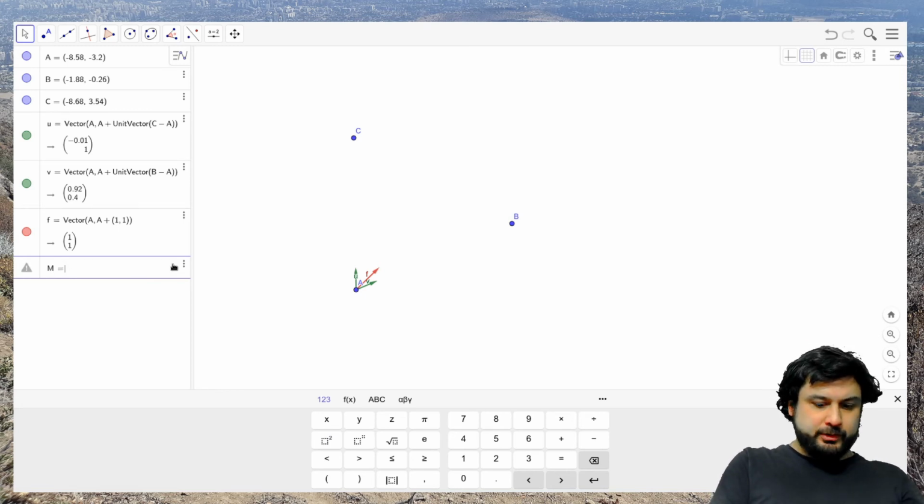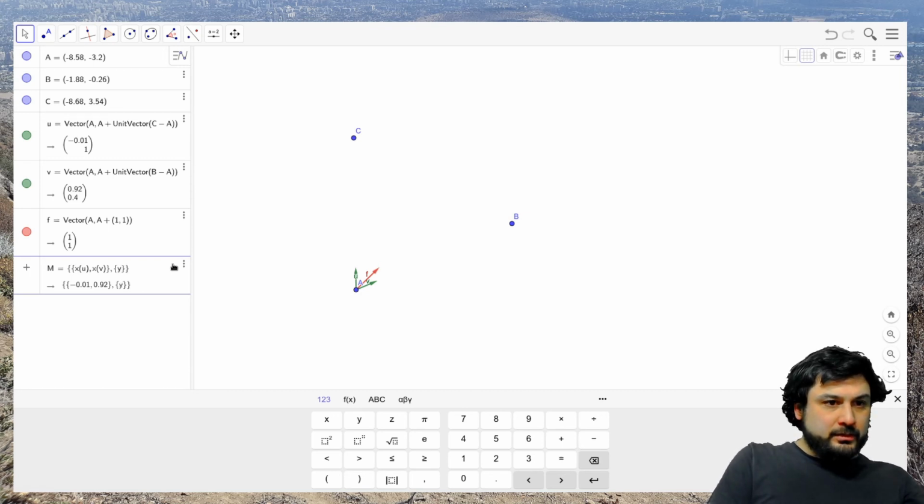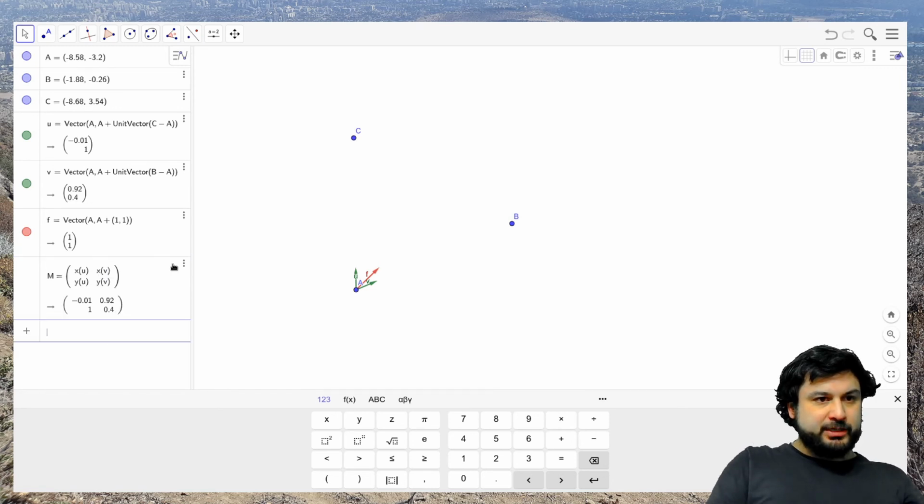Now, next step, we define the system matrix. As before, we're using the braces. So x of vector u, x of vector v. It doesn't really matter what you call these when you're creating the tool, because it's going to create a general tool. Then y of u, y of v. So there we have it. That's our matrix.